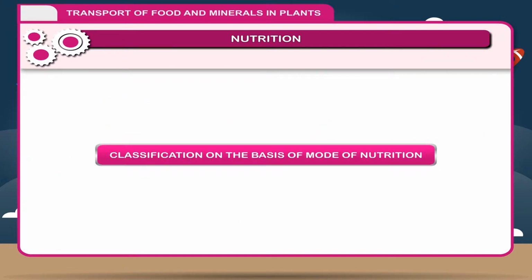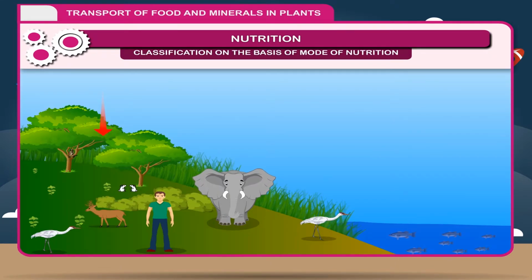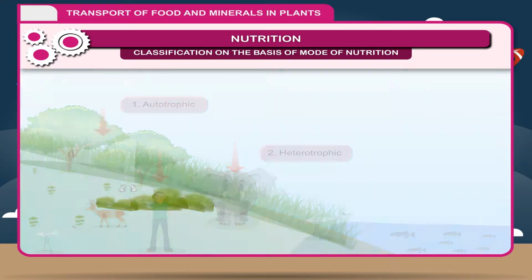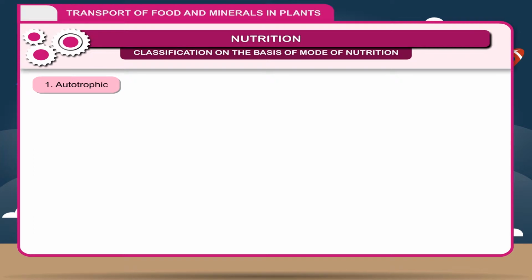Classification on the basis of mode of nutrition. Green plants prepare their own food material. Humans and animals do not prepare their own food, but depend upon plants. Thus, on the basis of mode of nutrition, living organisms may be divided into two: 1. Autotrophic. 2. Heterotrophic.